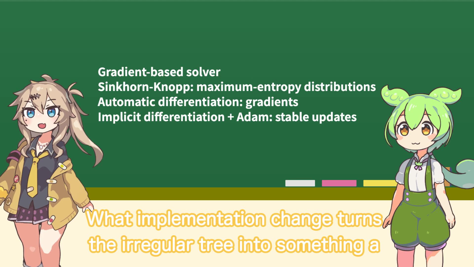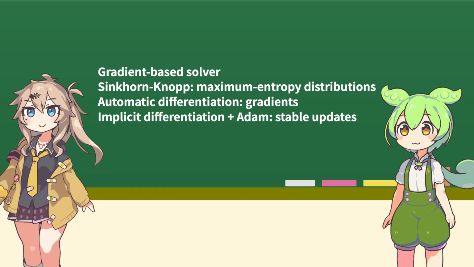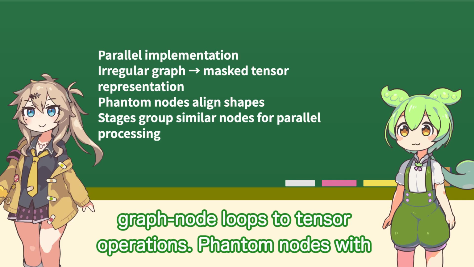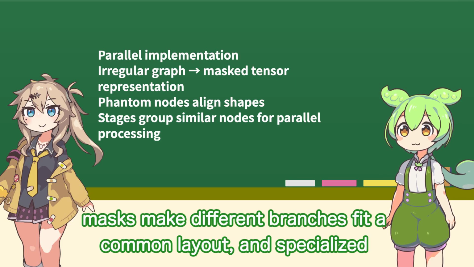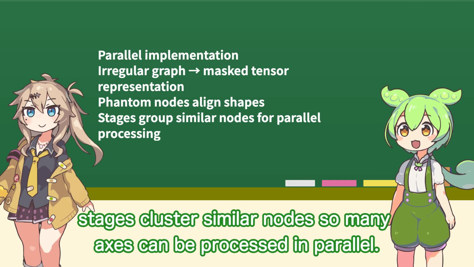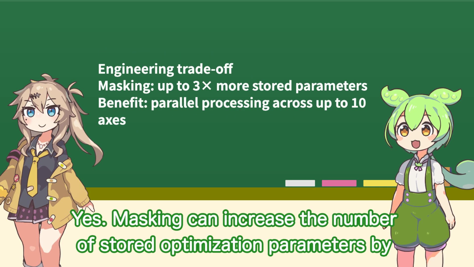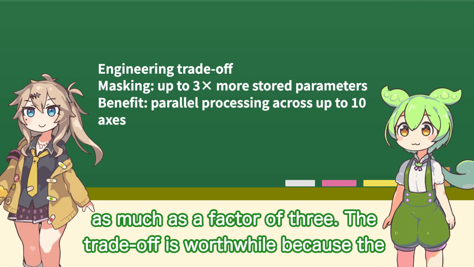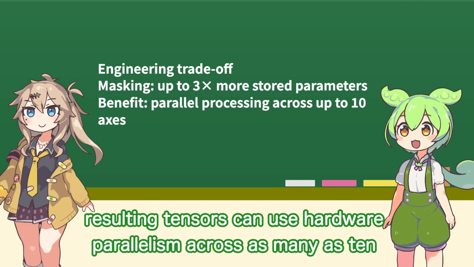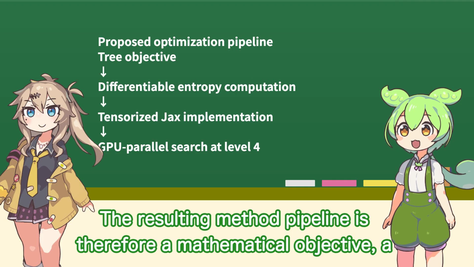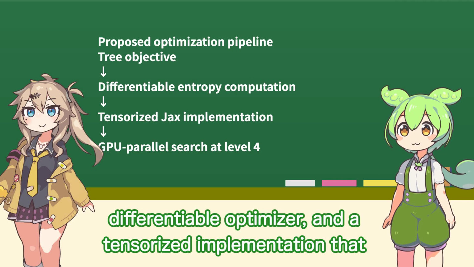What implementation change turns the irregular tree into something a GPU can process? The implementation is written in JAX and changes the computation from graph node loops to tensor operations. Phantom nodes with masks make different branches fit a common layout, and specialized stages cluster similar nodes so many axes can be processed in parallel. Does that alignment have a cost? Yes. Masking can increase the number of stored optimization parameters by as much as a factor of 3. The trade-off is worthwhile because the resulting tensors can use hardware parallelism across as many as 10 axes, making level 4 feasible. The resulting method pipeline is therefore a mathematical objective, a differentiable optimizer, and a tensorized implementation that exposes the computation to GPUs.